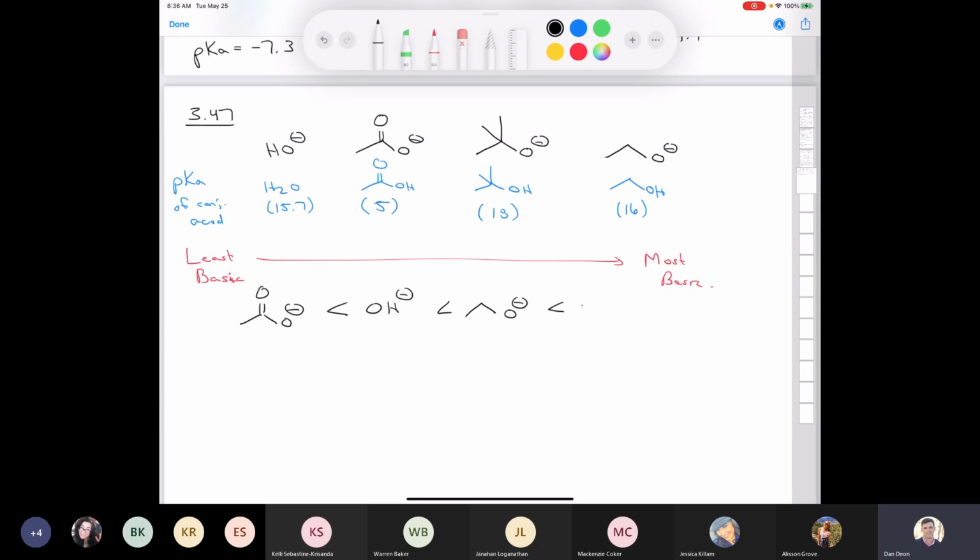Then we go to the weakest of all the acids, which is t-butanol, like that. Oops, I meant to put the conjugate base in there. There you go. All right, so there we go. We go from least basic to most basic.